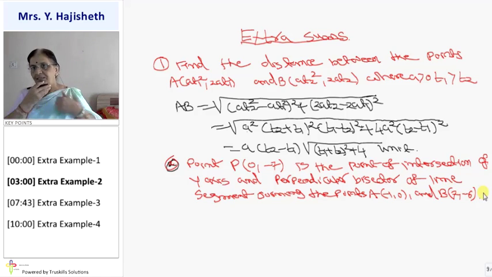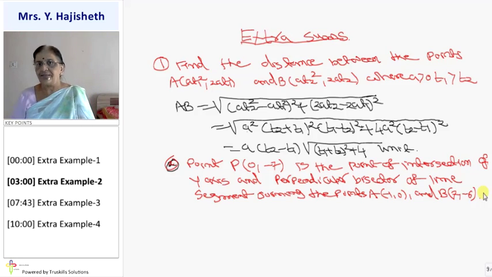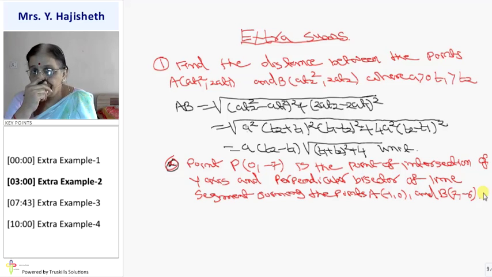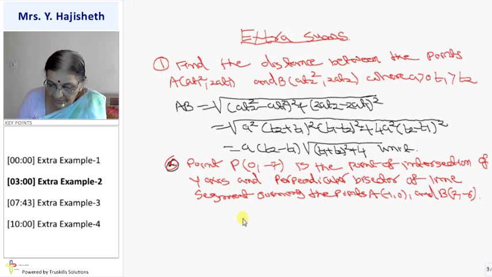Point (0, minus 7) is a point of intersection of the y-axis and a perpendicular bisector of the line segment joining A and B. So you know any point on a perpendicular bisector of a line segment joining two distinct points is always equidistant from these 2 points. That you have learned in your lower standard. Okay? हमको पूछा है, is this true?